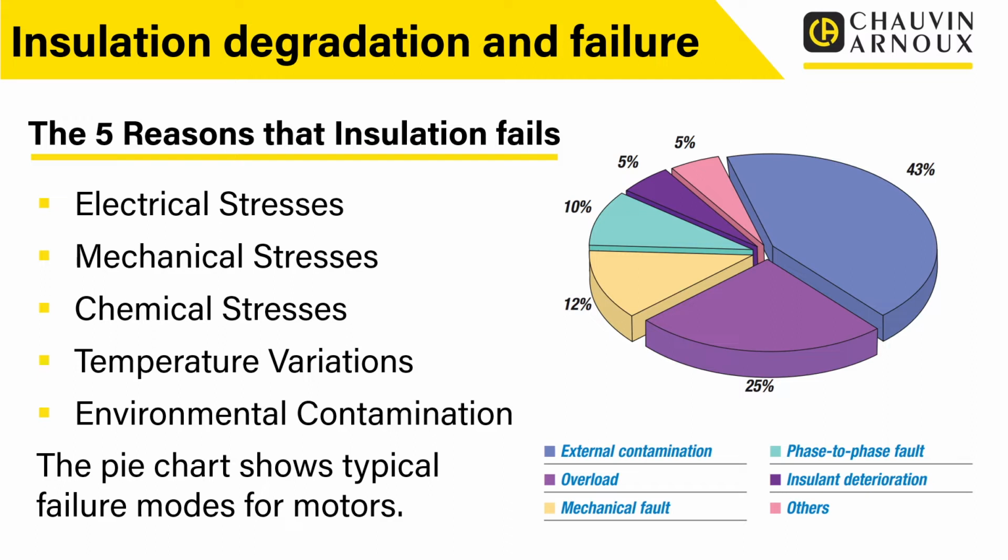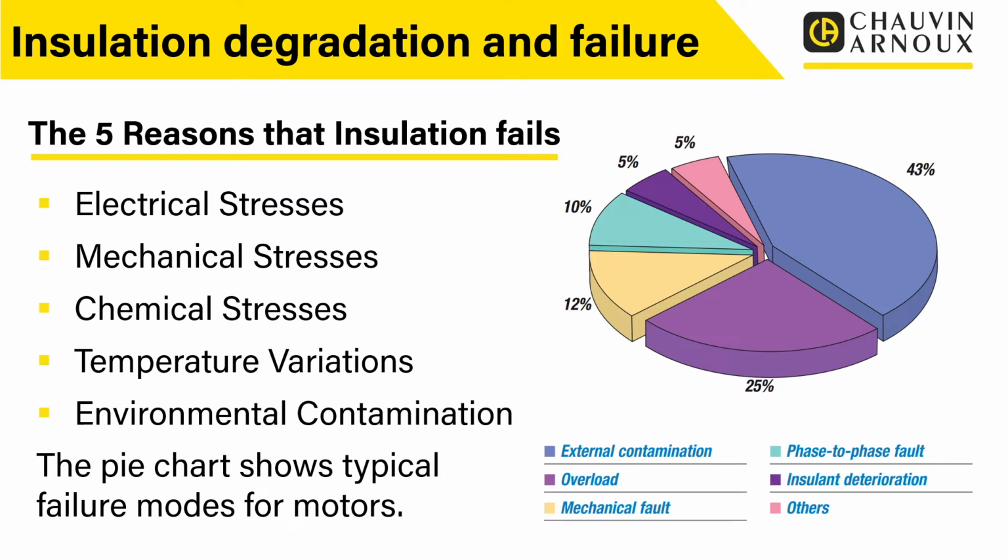If the motor isn't specified correctly, or we're putting too much load on it, using it for something it's not meant to do, that adds to all of these other stresses. It adds to the starting stresses, the mechanical stresses, and the temperature variations. It's a form of electrical stress as well. So this is another reason these things fail. You can see 43% for contamination, 25% for overload, followed by 12% for mechanical faults, some form of physical mechanical fault within the motor. And then when we finish up, we've got phase-to-phase faults. That could be something like an overvoltage potentially.